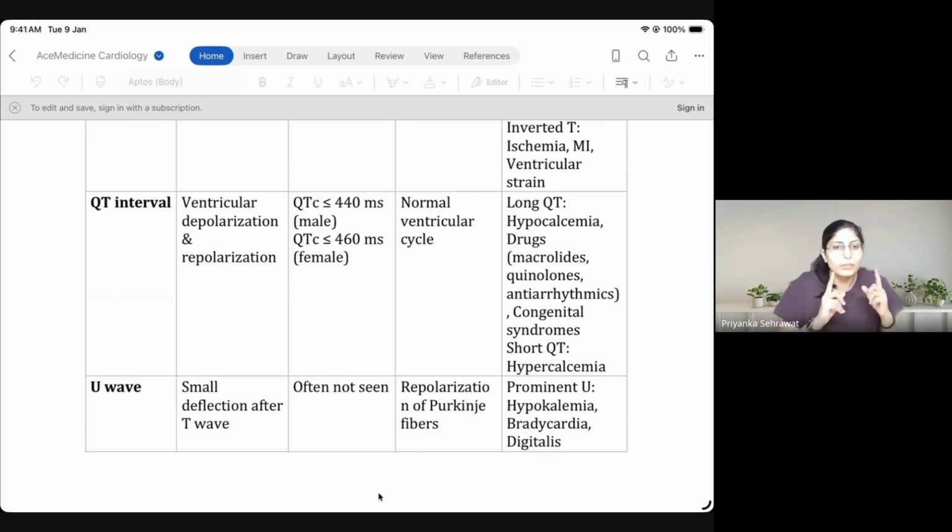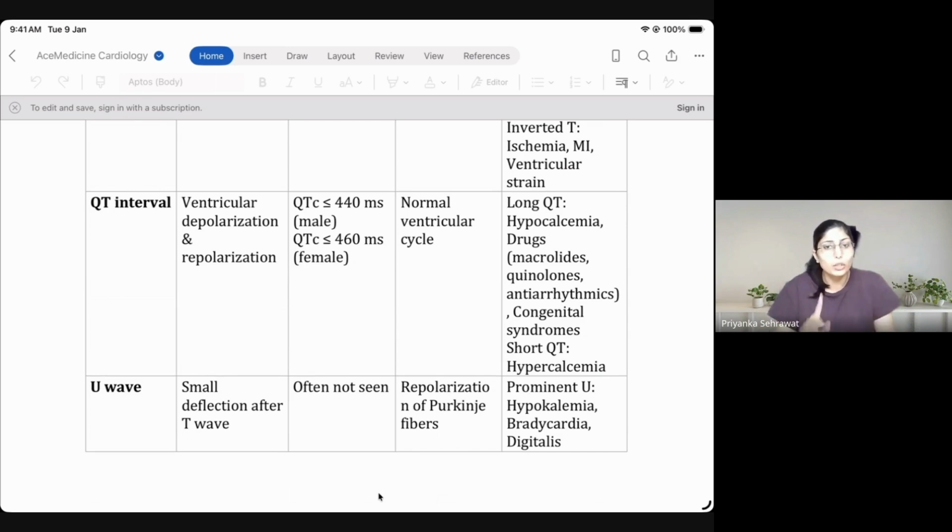So there can be a problem with the conduction system. There can be a problem because of the calcium channels in the ventricular muscles, or there can be a problem with the drugs that you are giving, which are leading to this depolarization and repolarization anomaly. So QT interval can be prolonged, can be short.